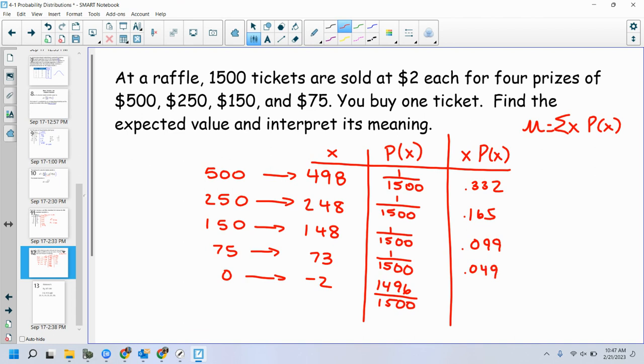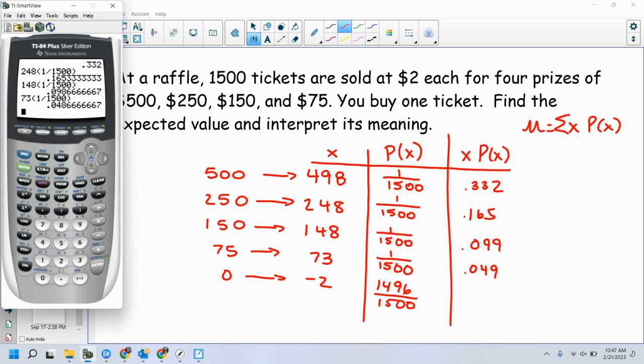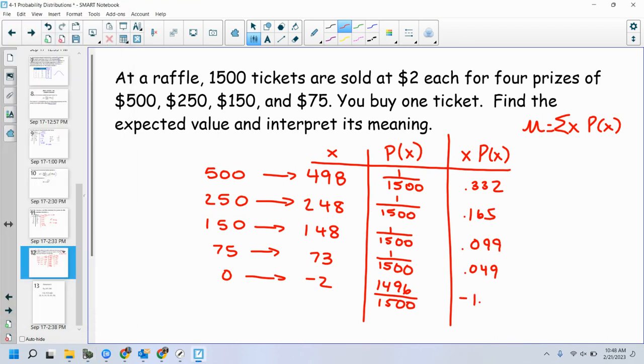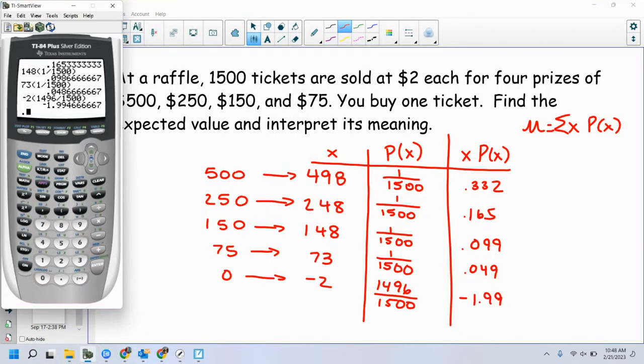Same thing, but now, come on, come back. Come back to me. They're watching Encanto over there. Let's go. I've got -2 times 1496 divided by 1,500. -1.99. I never watched Encanto. It's a good movie. The one where all the music came from.